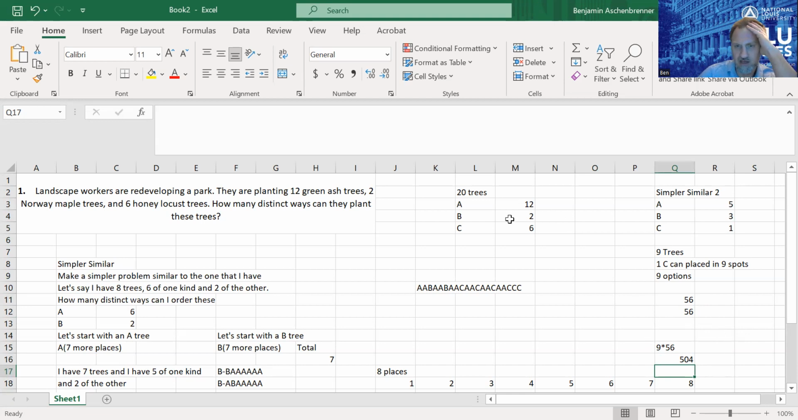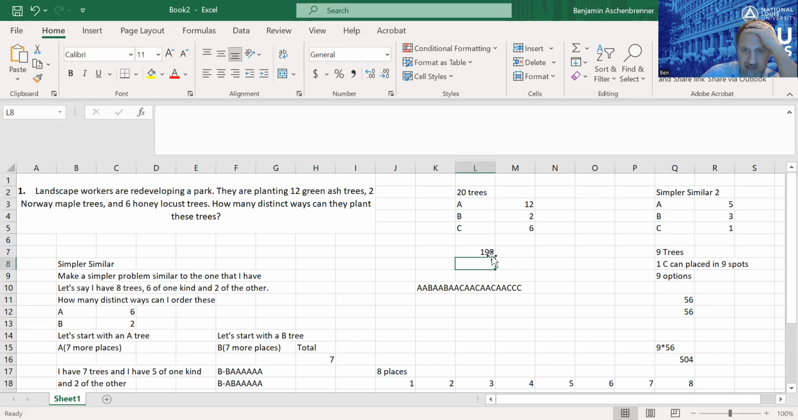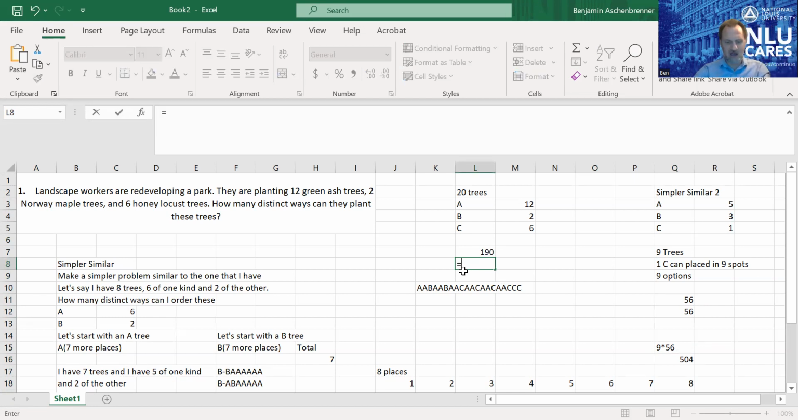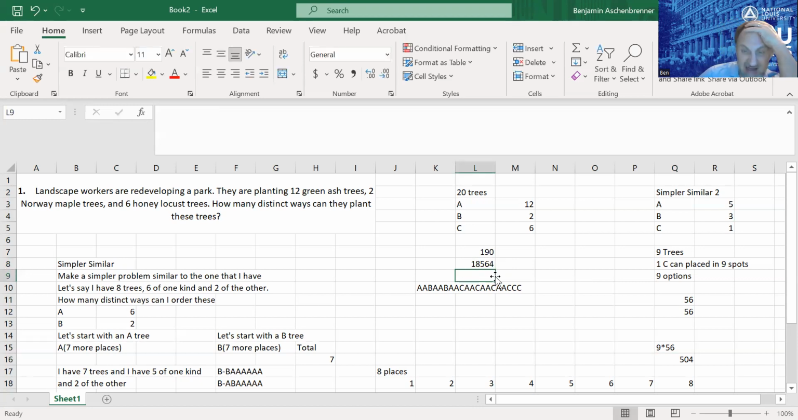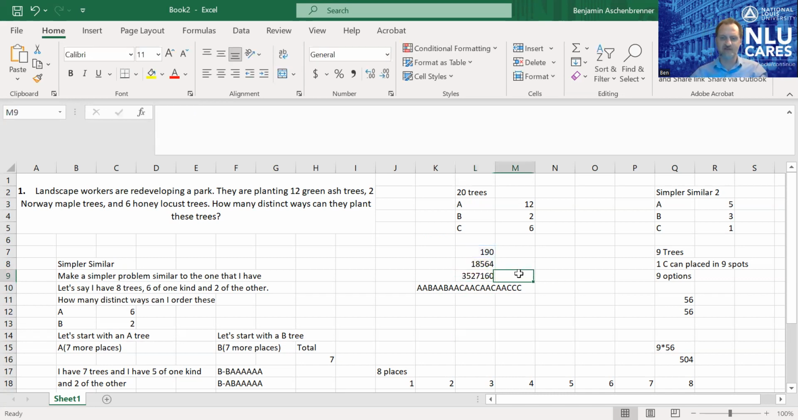So then if I'm starting with, say, the small one, 2, how many ways can I put two trees in 20 spots? There's 190 ways. Now there's 18 spots left. How many ways can I put 6 trees in 18 spots? That's that number. And so the final big number would be 190 times, I'll just use cell references, this guy times this guy times this guy. Okay, there we go. So this is my final answer.